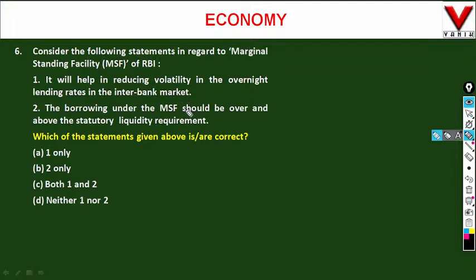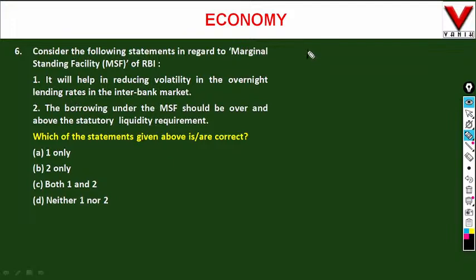Consider the following statements with regards to marginal standing facility of RBI. First, it will help in reducing volatility in the overnight lending rates in the interbank market. The borrowing under the MSF should be over and above the statutory liquidity requirement. This is what is called SLR. What will be the answer?